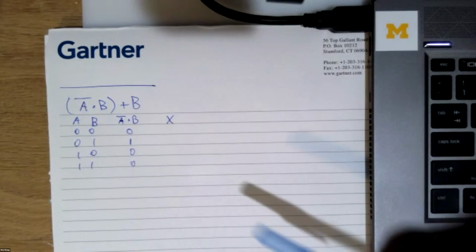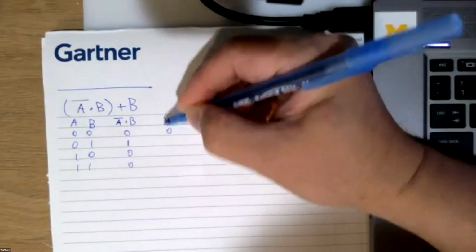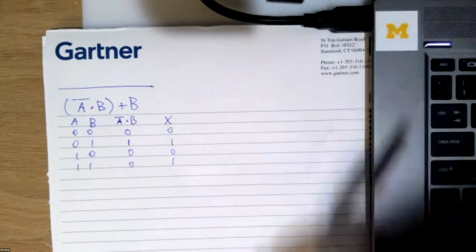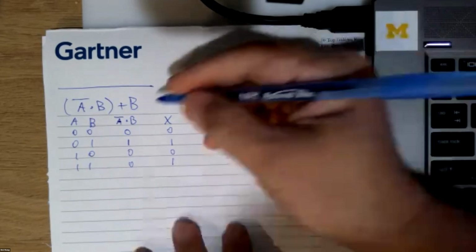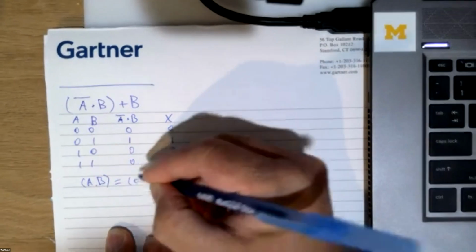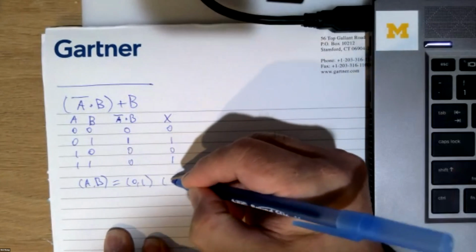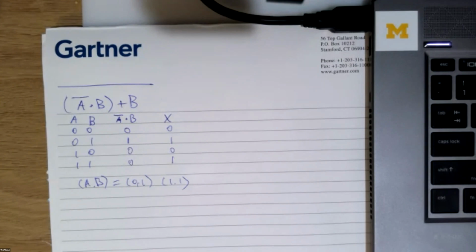And then the end result is this or B, right? So this or B would be 0, 1, 0, 1. So we got 2 pairs, and the 2 pairs are 0, 1 and 1, 1. So the 2 pairs are basically A, B equals 0, 1 or 1, 1. These are the 2 pairs. Anybody has different results? Because this should be easy, really.